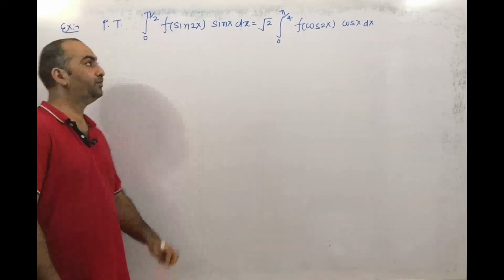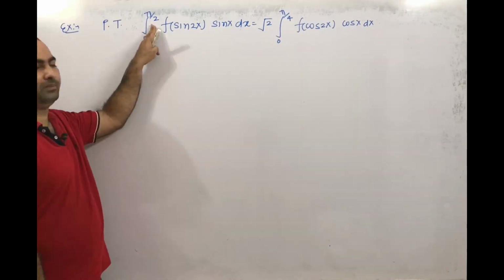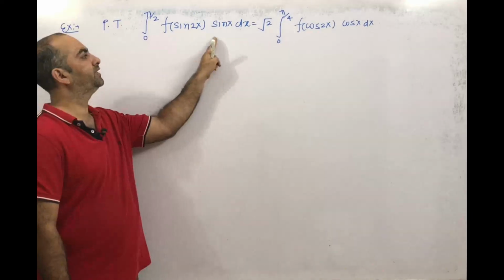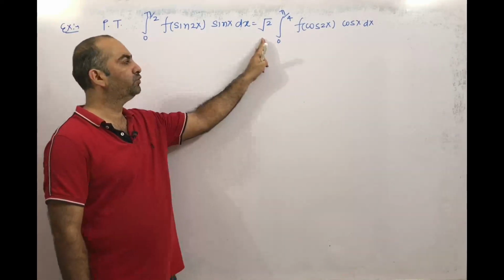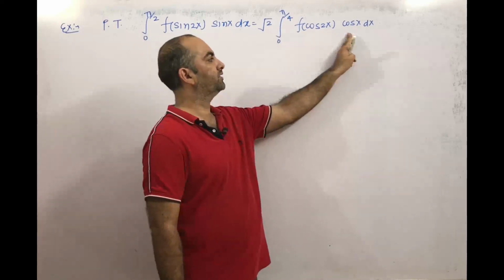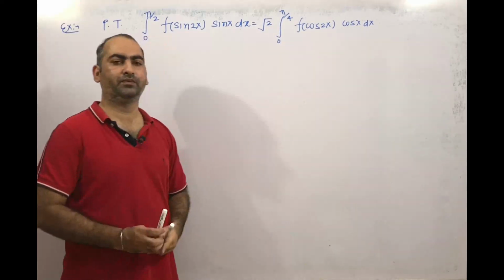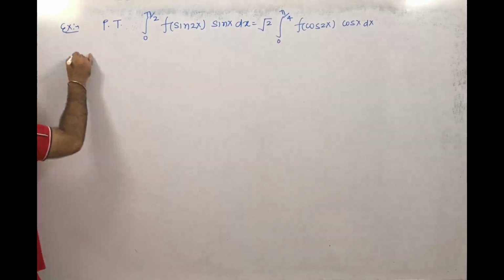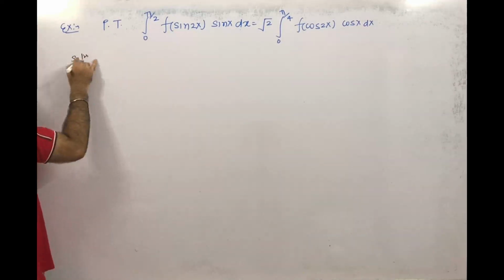Next problem is: prove that the integral from 0 to pi by 2 of f of sin 2x into sin x dx equals root 2 times the integral from 0 to pi by 4 of f of cos 2x cos x dx. This we have to prove. Now, solution.